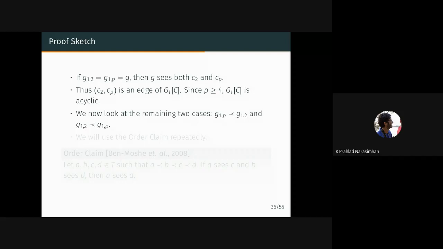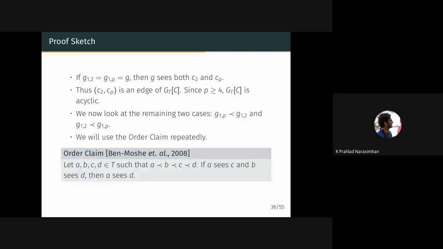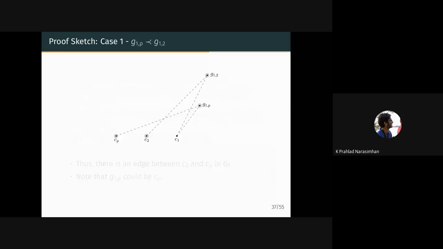So there are two remaining cases. I thought I would prove them, but I'm going to skip them. Which is that G1P precedes G12, and G12 precedes G1P. The proof uses the order claim repeatedly, and again, you have to look at a lot of cases, and I'm not going to go through it. So I'm going to skip the proof. It goes on the fact that you will always try to find a chord in GTC. That's the nature of it. So let's skip this.